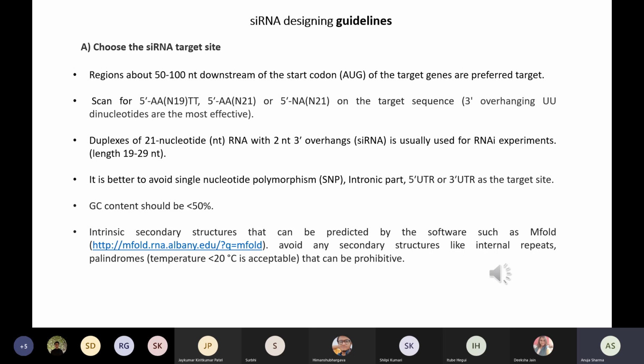Then it is better to avoid single nucleotide polymorphisms, intronic parts, and the 5' UTR and 3' UTR as a target site. GC content should be less than 50%, it should be 30 to 50%. If the target sites form secondary structures like internal repeats or palindromes, then they should be avoided. The secondary structures can be predicted by software such as mfold.